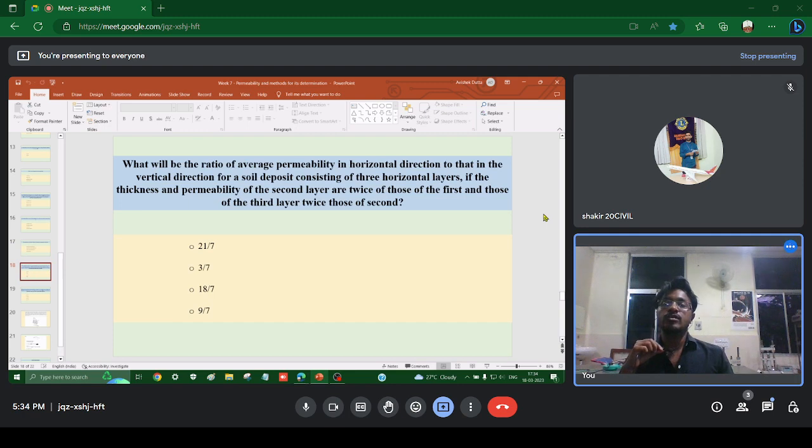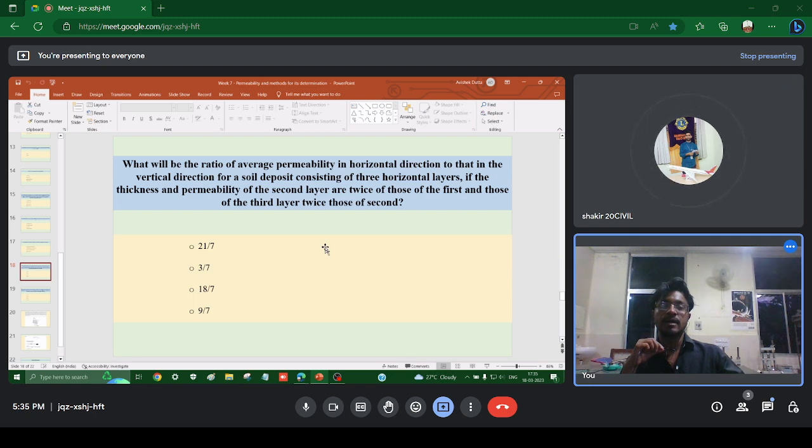What will be the ratio of average permeability in horizontal direction to that in the vertical direction for a soil deposit consisting of three horizontal layers if the thickness and permeability of the second layer are twice of those of the first, and those of the third layer twice those of the second? If this is not clear, you can tell me, I'll repeat it in a clearer way. Is the question clear?